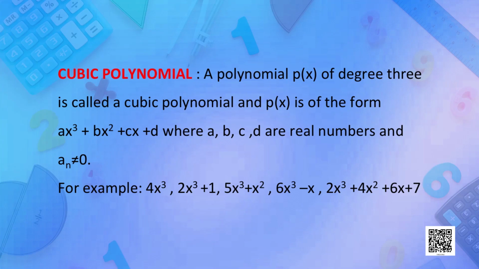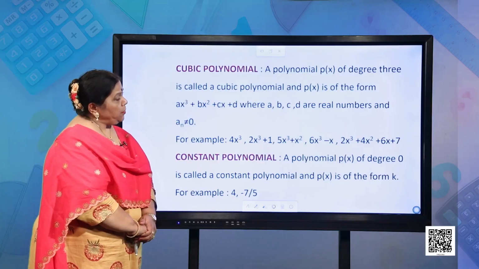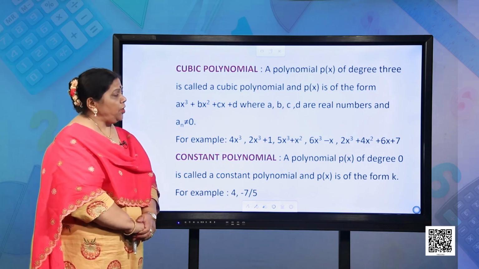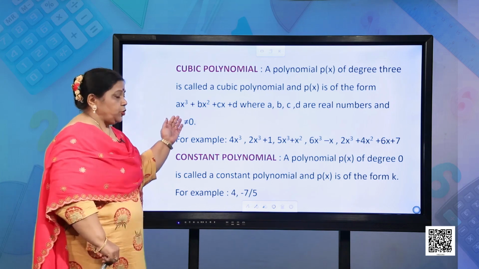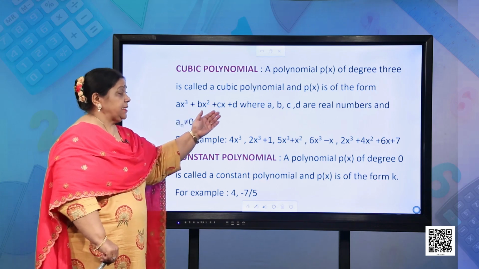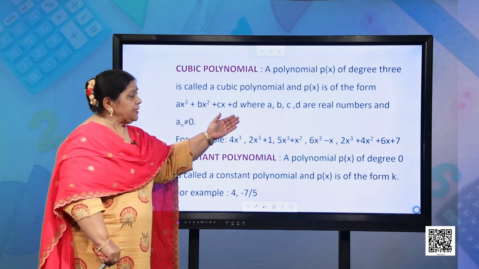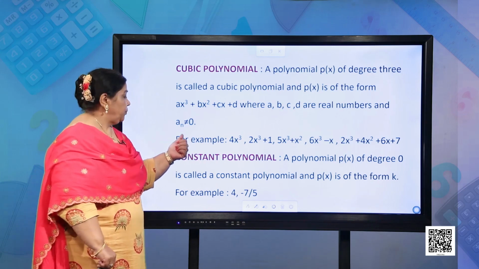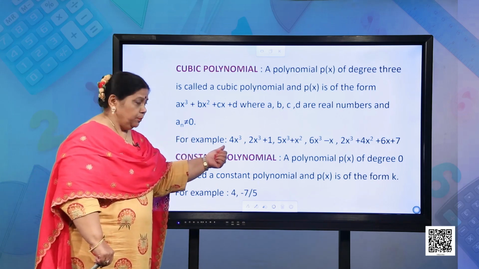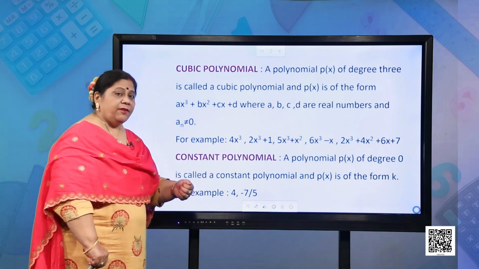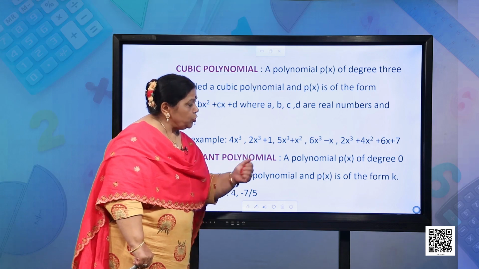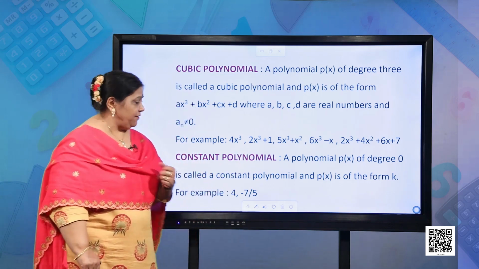Now, let us see what is a cubic polynomial. A polynomial p of x of degree 3 is known as a cubic polynomial and p of x is of the form ax cube plus bx square plus cx plus d, where a, b, c and d are real numbers and a is not equal to 0. For example, 4x cube, 2x cube plus 1, 5x cube plus x square, 6x cube minus x, 2x cube plus 4x square plus 6x plus 7.